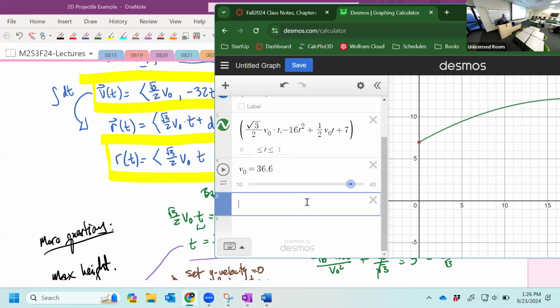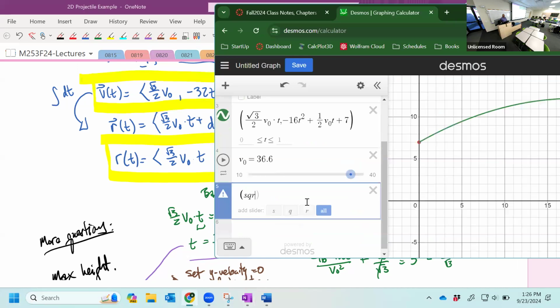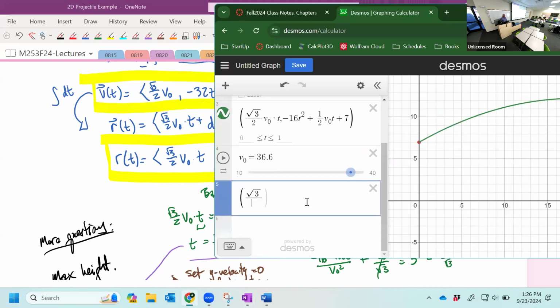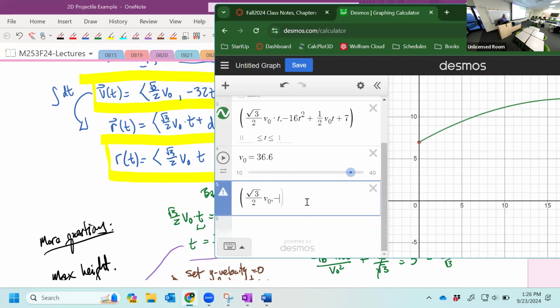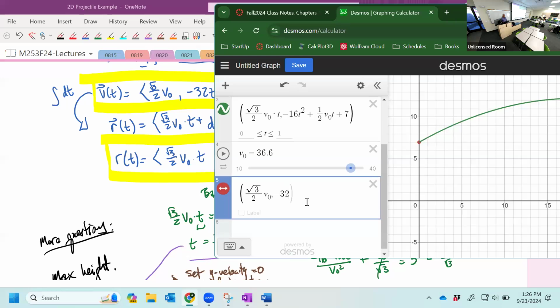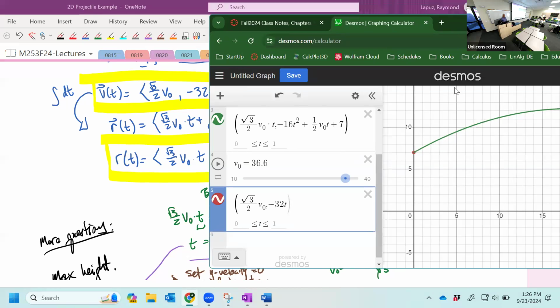Well, I don't know if it'll work. Let's see. Square root of 3 over 2 v naught, comma, negative 32 t plus 1/2 v naught.